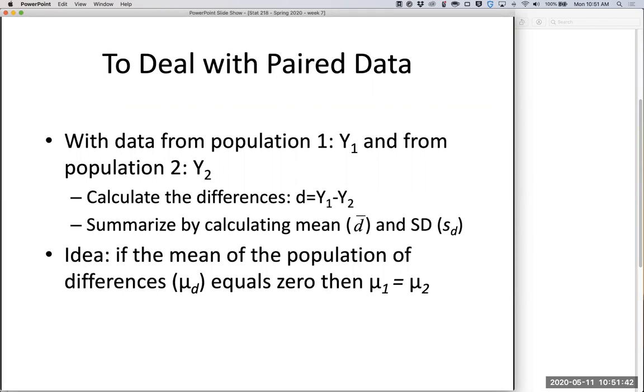It's the before and the after score, if you will. Before minus after, or perhaps after minus before if you want to go the other way. But in every case, there's a difference. It's the one value minus the other. We can summarize those differences by the number of differences, n, the average of the differences, d bar, and the standard deviation of the differences, s of the differences.